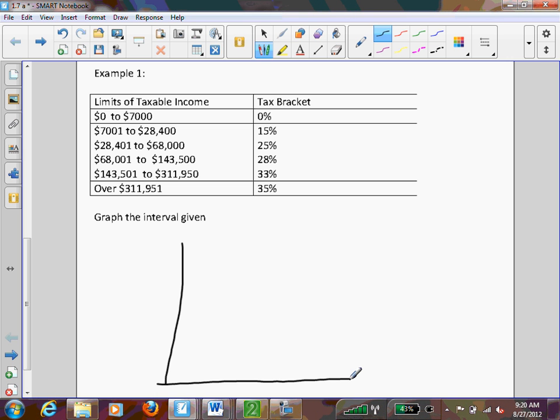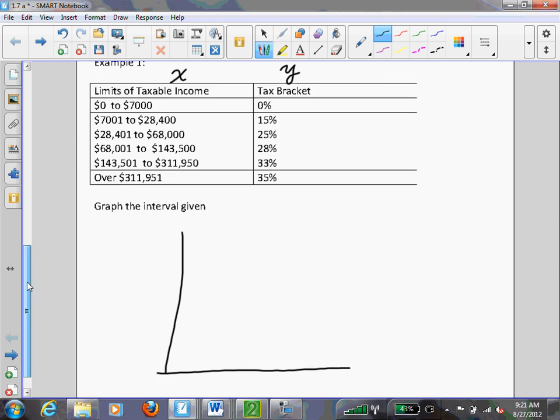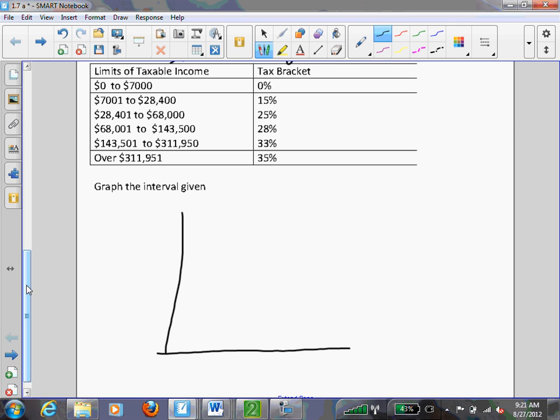Okay. So we're going to think of this as our x value and our y value. And so when x goes from 0 to 7,000, we're at 0%, correct? So this is 0. We need to think about how we're going to space all this out. All right, we've got 7,000, 28, 68, 143, 311, and over 311,000. This is actually true information. This is the tax bracket that your parents have to figure out how much taxes they owe depending on the income that they make.